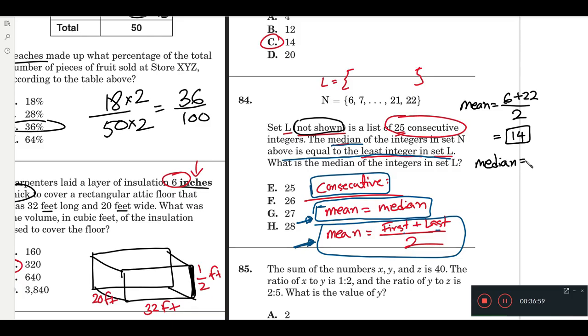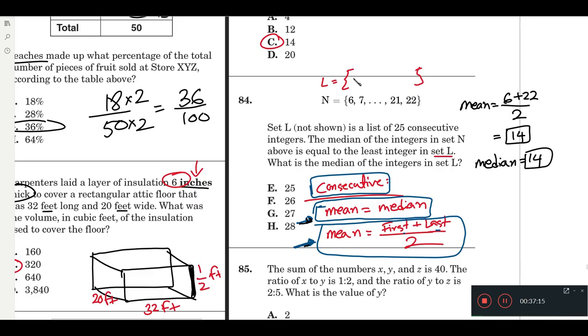The median will be 14 as well, right? Because the median is equal to the mean only in the case of consecutive numbers, right? Consecutive. Now, let's come back to what the question says.